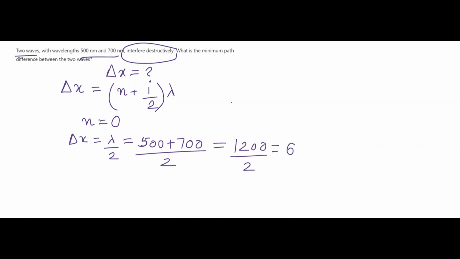After this, our delta x becomes equal to lambda by 2, which is further equal to the sum of the wavelengths of the two given waves divided by 2, that is 500 plus 700 divided by 2, which is equal to 1200 divided by 2, which gives us our final answer as 600 nanometer. So the minimum path difference for two waves in destructive interference will be equal to 600 nanometer.